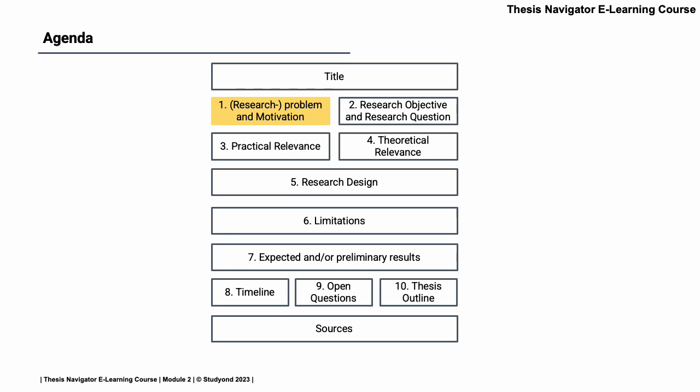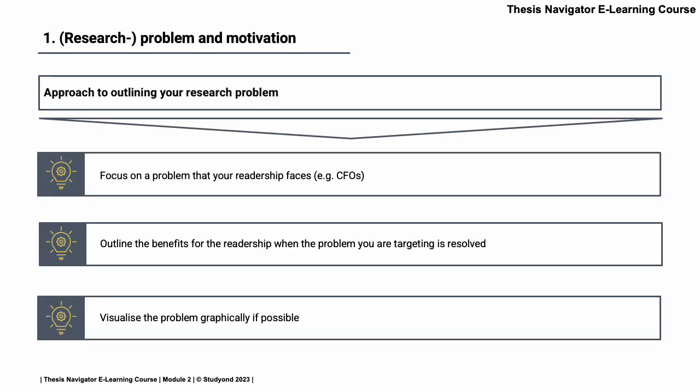Let us now delve into the first content component of the proposal, the research problem and the actual motivation for your thesis. In this important section of your proposal, you must describe the research problem that you want to address in your work. A research problem is simply said a problem that a specific group of people has and that has not yet been resolved or only insufficiently solved and answered.